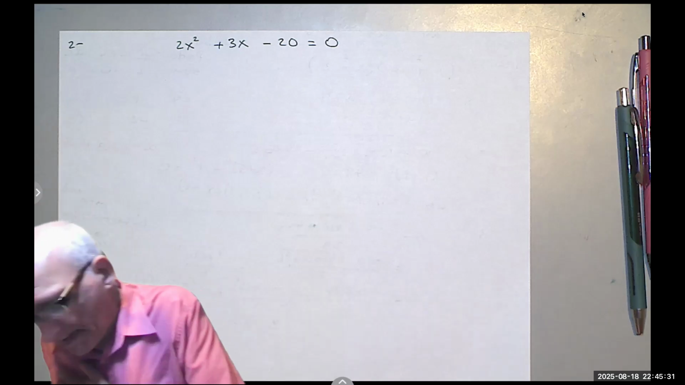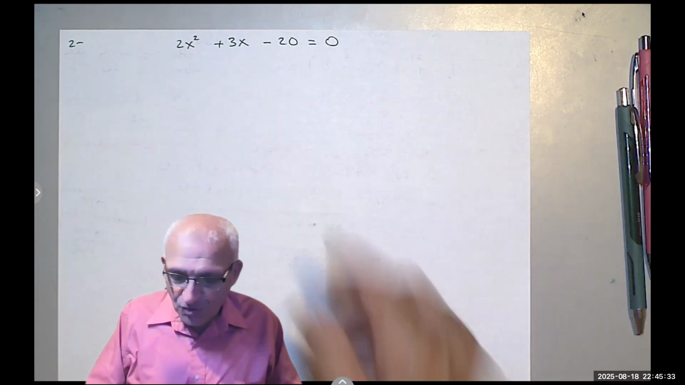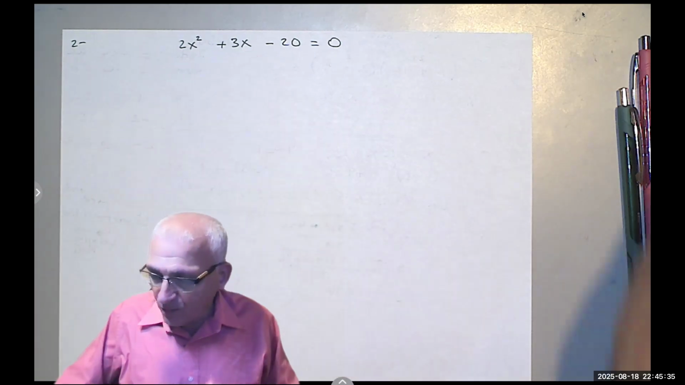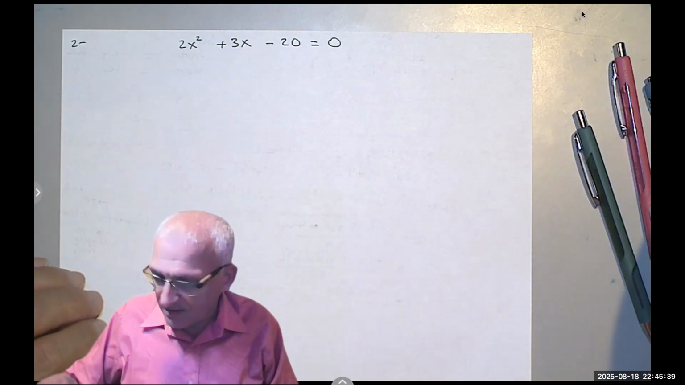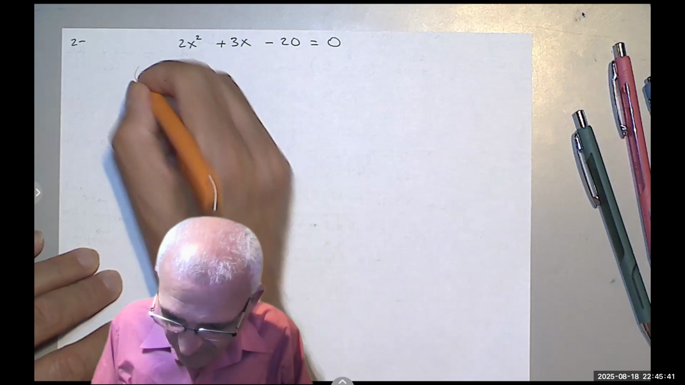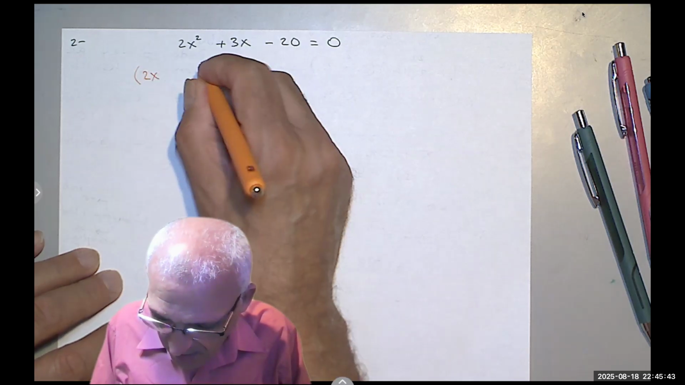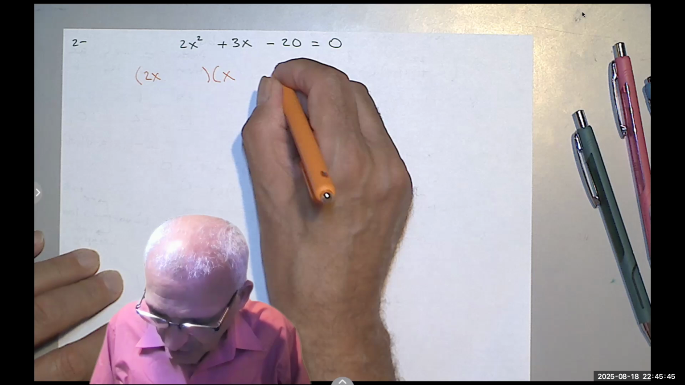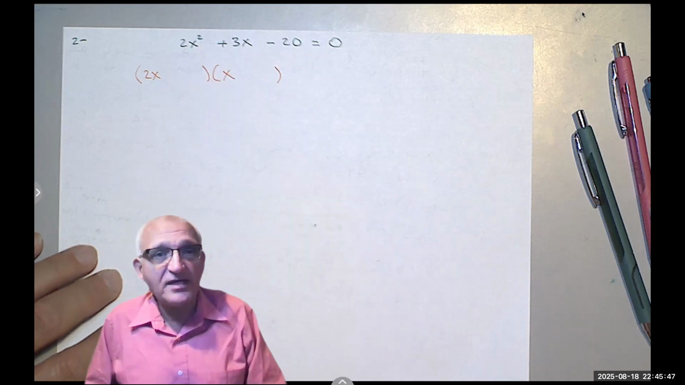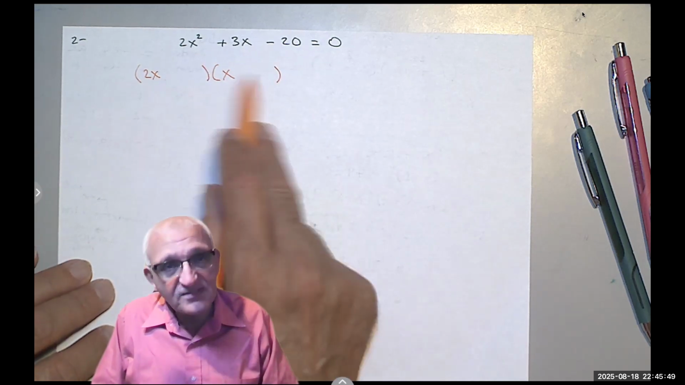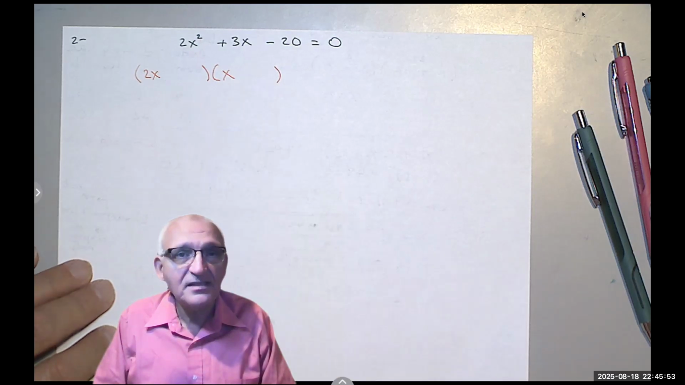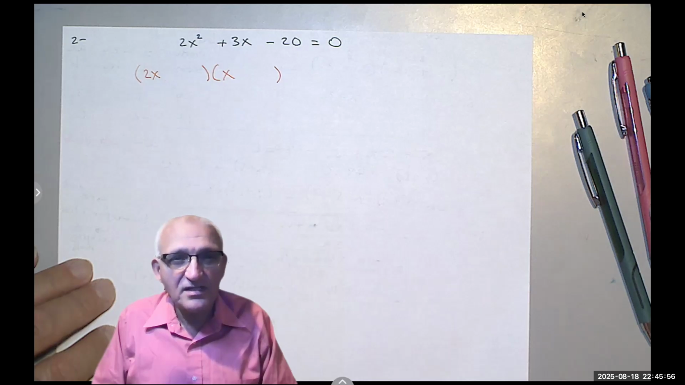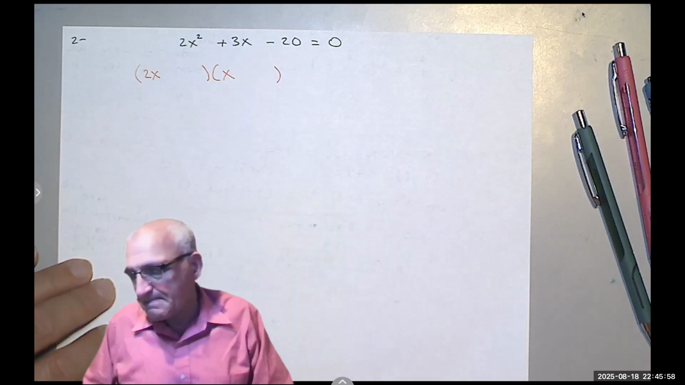In this case, we have a is 2, b is... So when I want to factor those, sure enough, I will have 2x in one and x in the other. That's the only way you get 2x squared. And I know that one of these is positive and the other is negative because when I multiply them, I get a negative value.